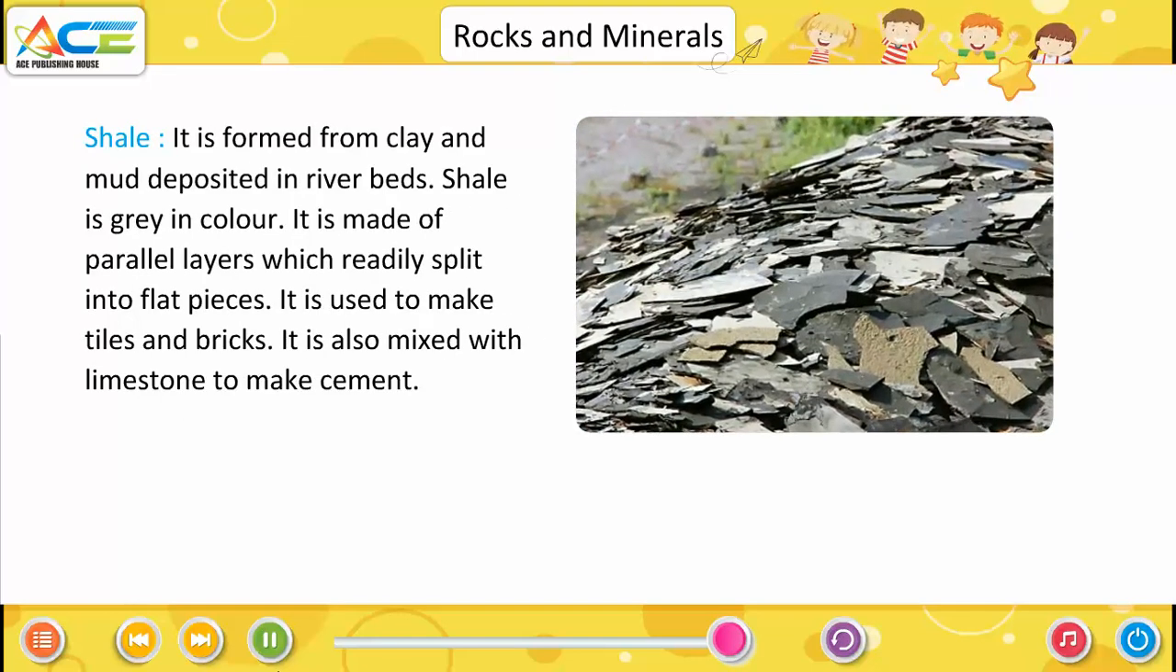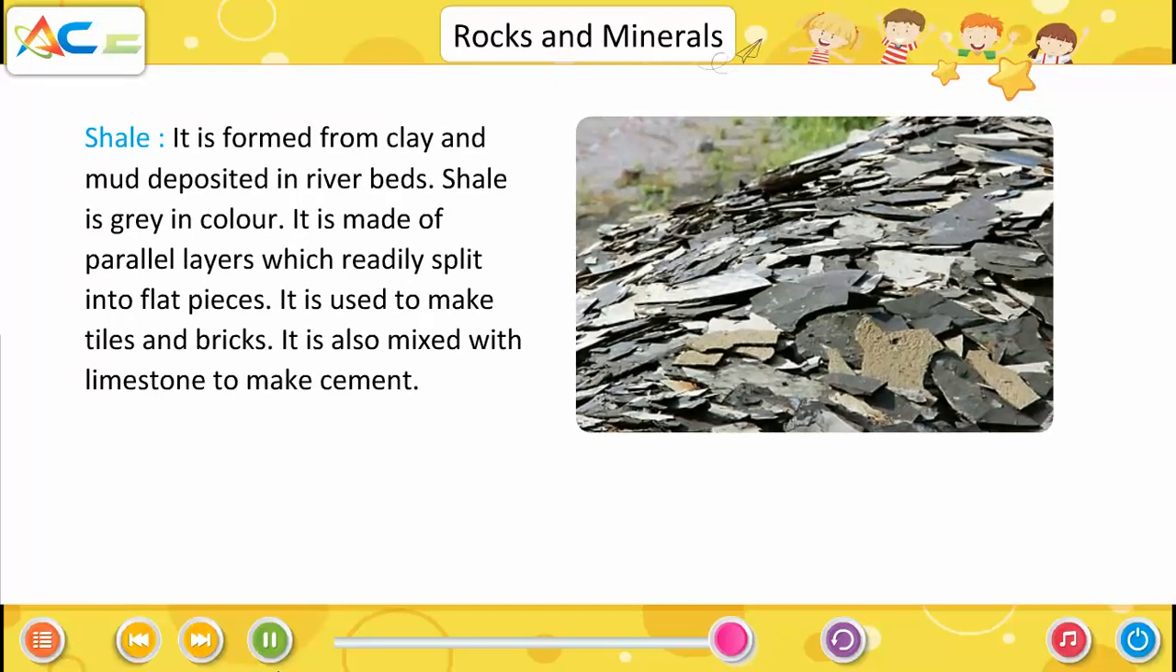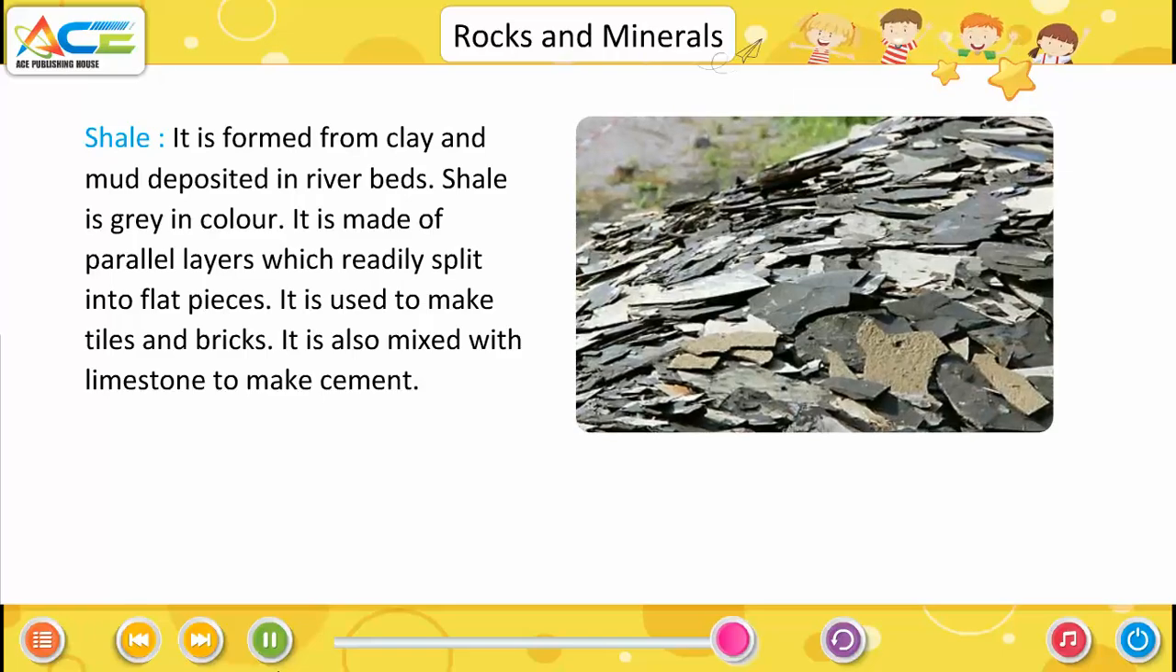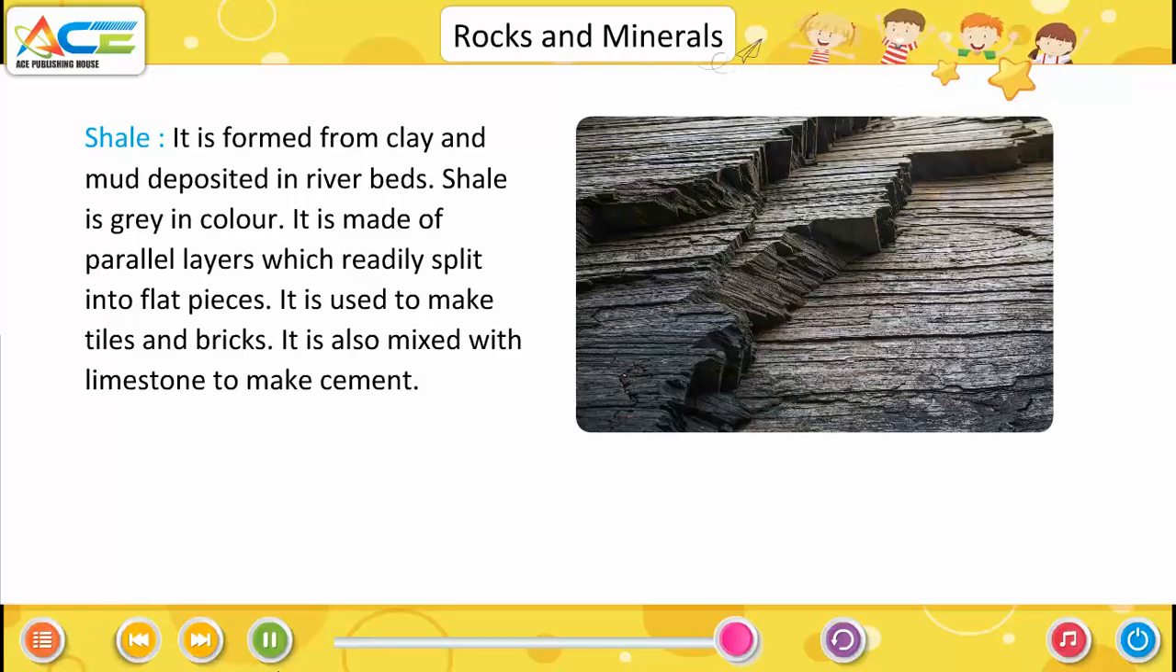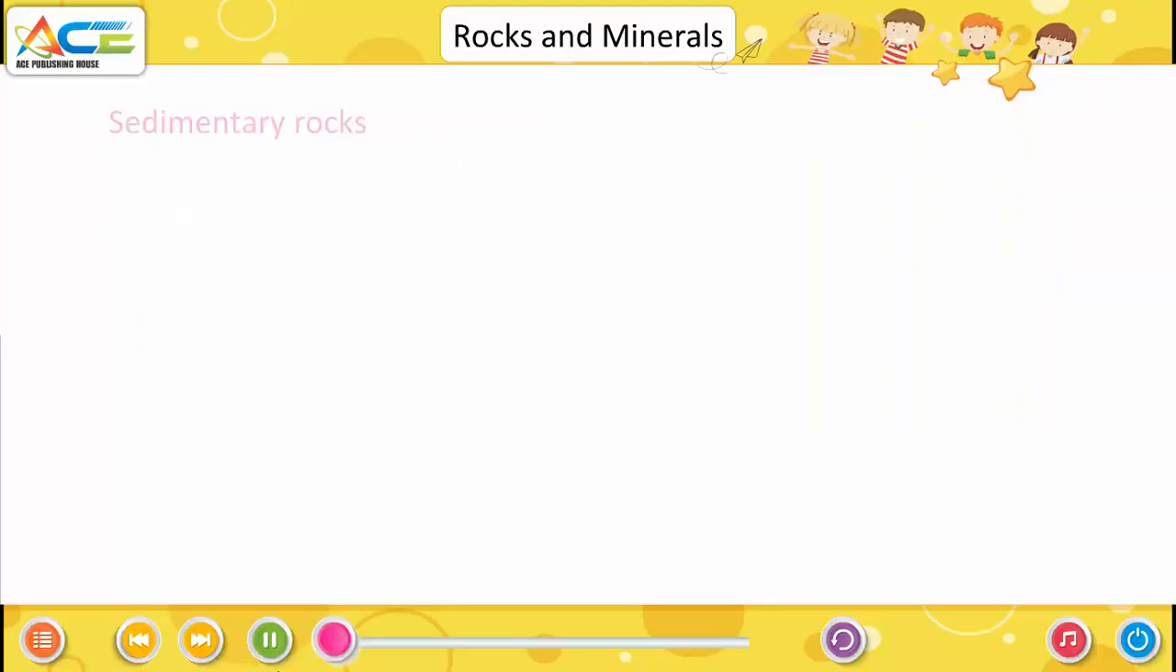Shale. It is formed from clay and mud deposited in river beds. Shale is grey in color. It is made of parallel layers which readily split into flat pieces. It is used to make tiles and bricks. It is also mixed with limestone to make cement.